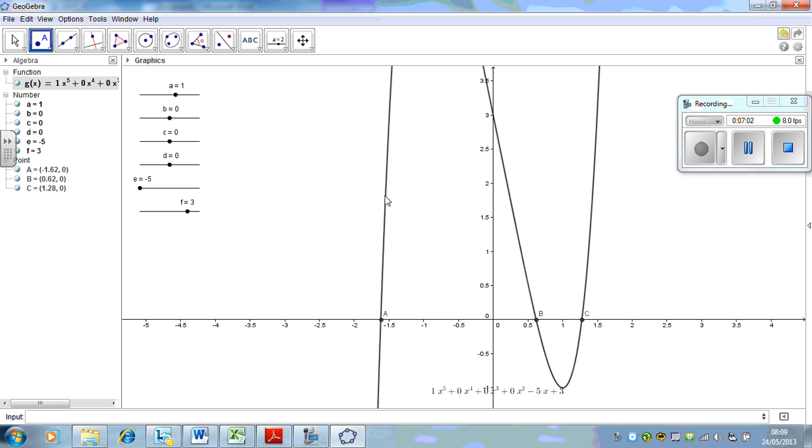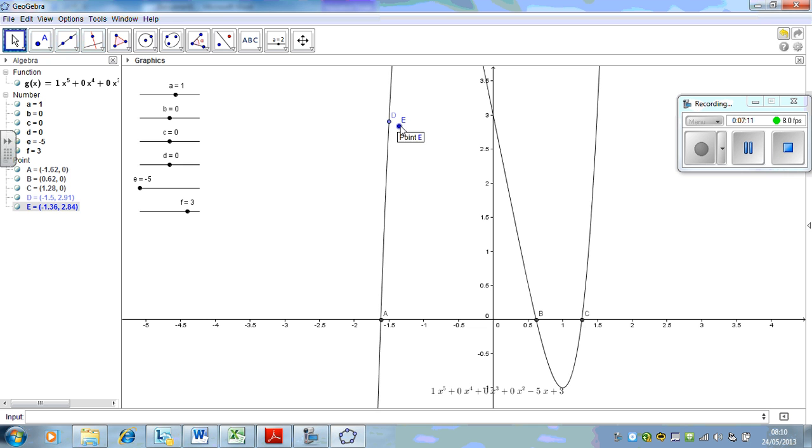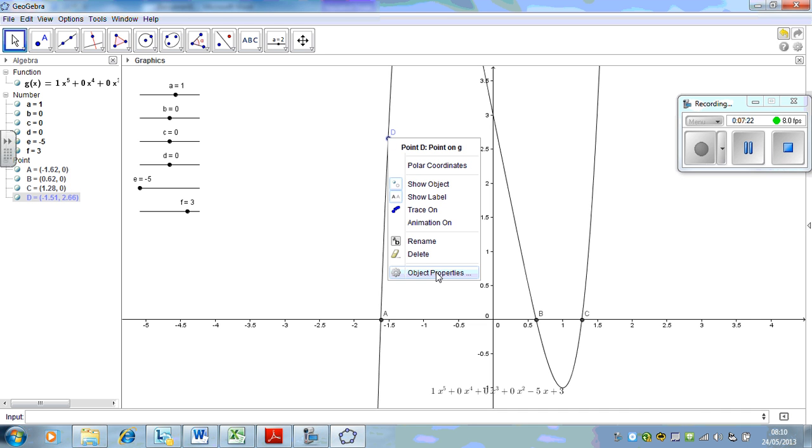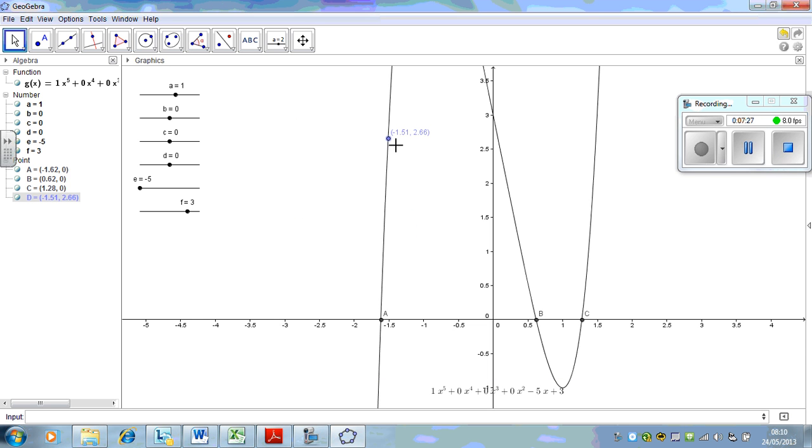If we take a point to the right of our root, point D, and I can move that down, I've got another point E. I'll get rid of that. Right click, delete. Go to point D, and I can move that along the graph. Let's go to right click, object properties, and show label value. You can see that the y coordinate is positive.